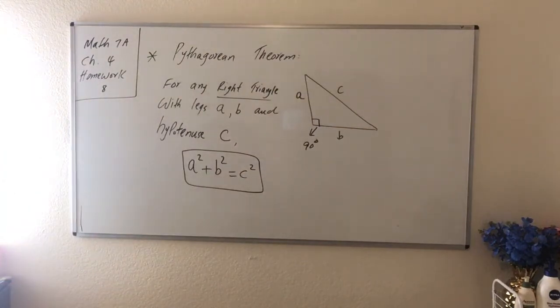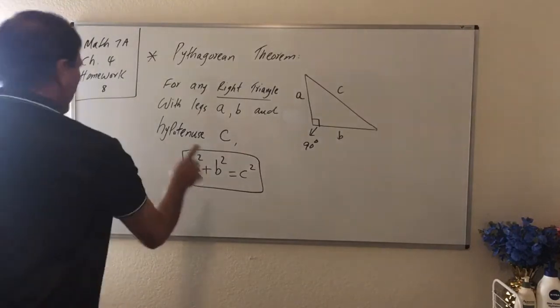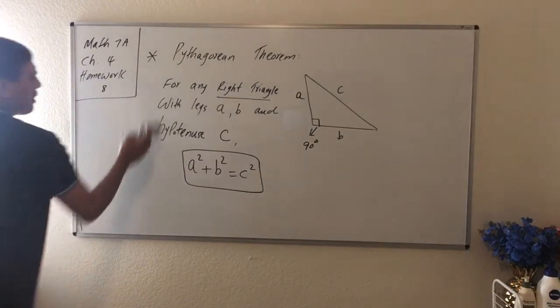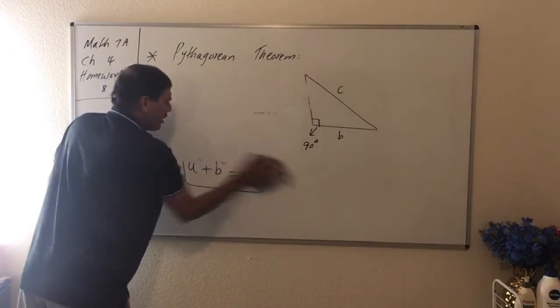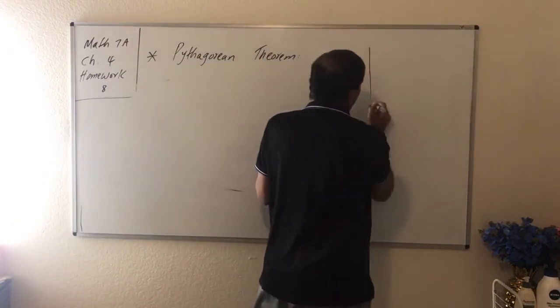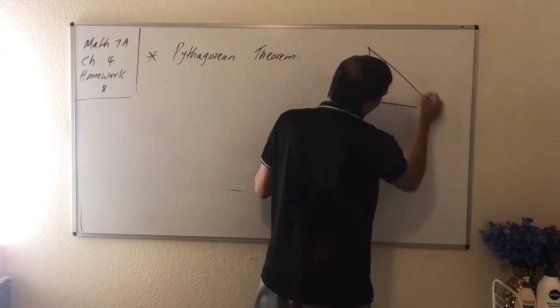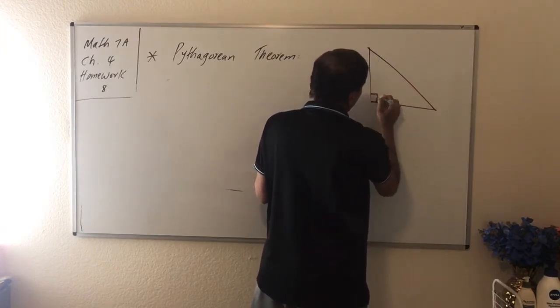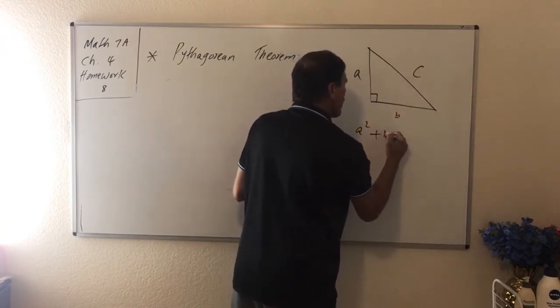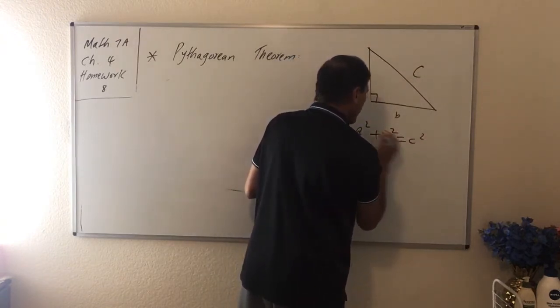Now A, B, C, we have three variables. If two quantities are given, we can always find the third one. Let me show you some examples. Remember, every single problem on the homework, you're going to use A squared plus B squared equals C squared. This formula is good only for right triangles.